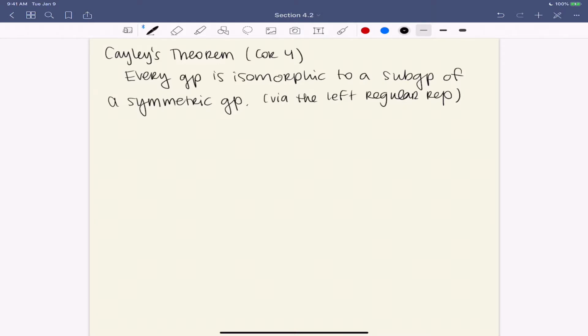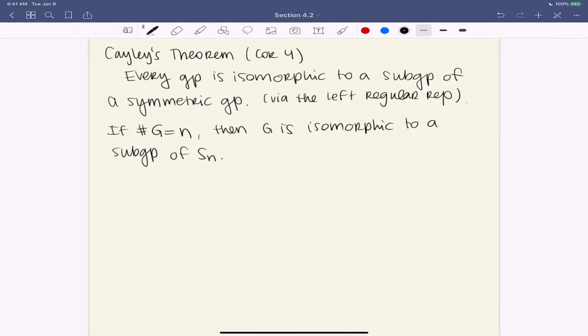Because the left regular representation is a map of G into a symmetric group that has trivial kernel. So by the first isomorphism theorem, the image of G is isomorphic to G. And so the image of G is a subgroup of that symmetric group, and that's isomorphic to G. And in particular, if G is a finite group and the size of G is n, then G is isomorphic to a subgroup of Sn.